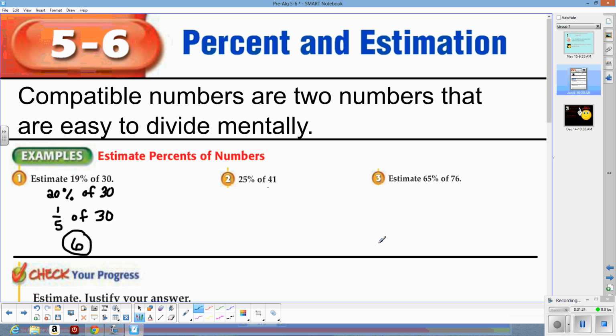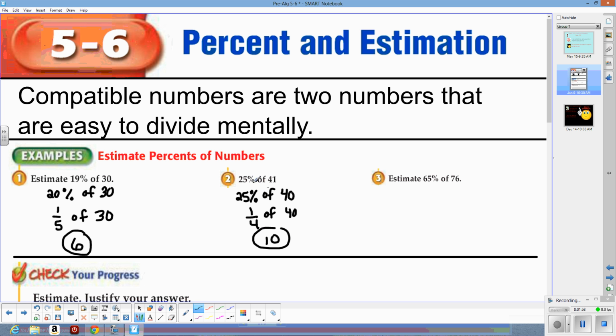The next one, 25% of 41. This time I would probably just leave the 25% as 25% because that's a nice fraction of 1/4. But I'm going to change the 41 to being 40. If I change 41 to 40, then 1/4 of 40 is easy to do in my head. 1/4 of 40 means 40 divided by 4. 40 divided by 4 is 10.